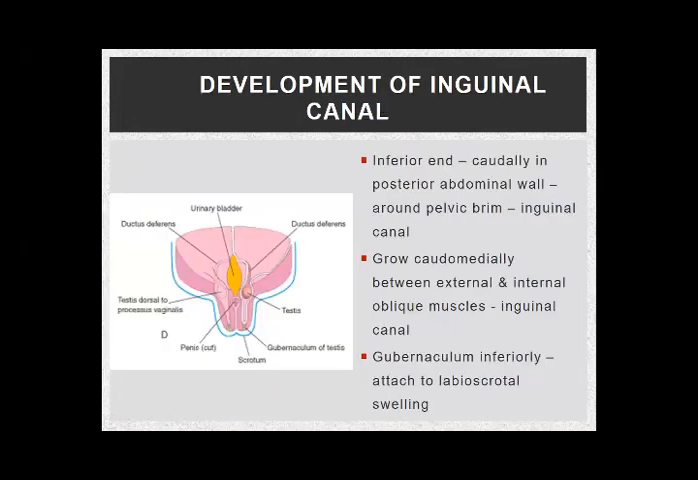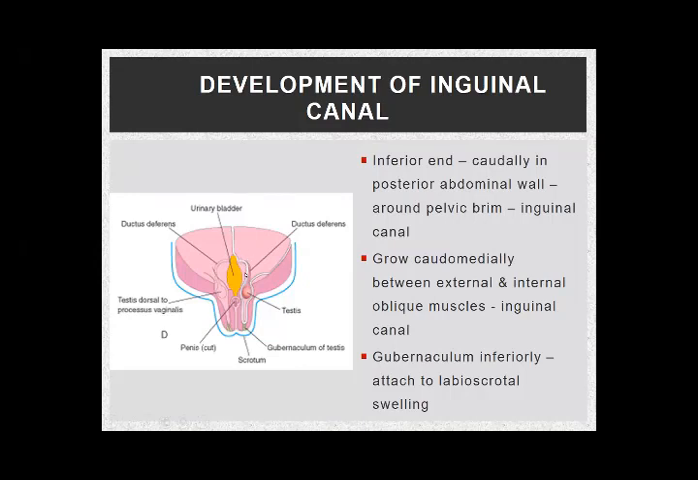This gubernaculum runs caudally and medially, goes round the side wall of the pelvis, around the pelvic brim, and then enters into the inguinal canal. It pierces the posterior aspect of the anterior abdominal wall and enters into the inguinal canal.